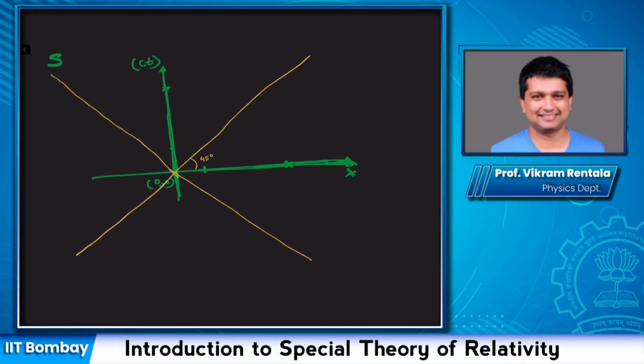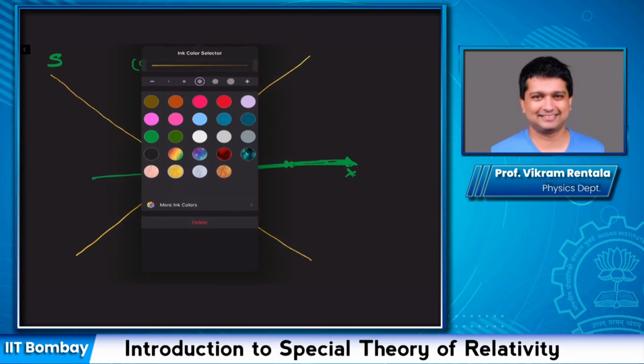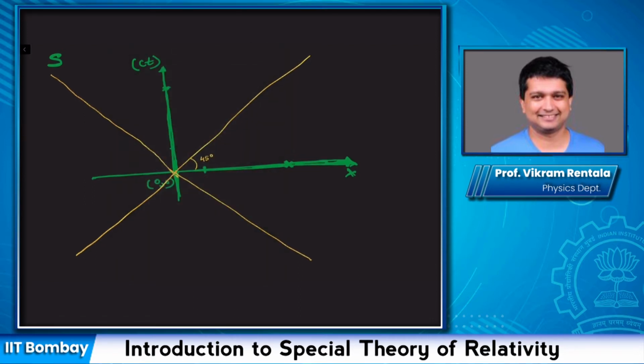And now the x prime axis of observer S prime would look something like this. It would be some line which has a slope less than 45 degrees. So this would define the x prime axis. Just to be clear, yellow is our light cone. This is the future light cone, and the one below, for t negative, is the past light cone.